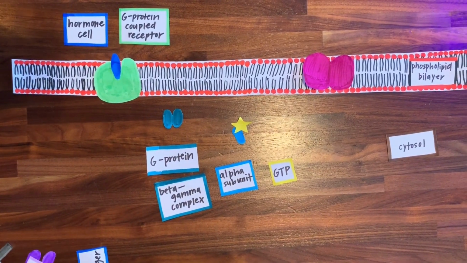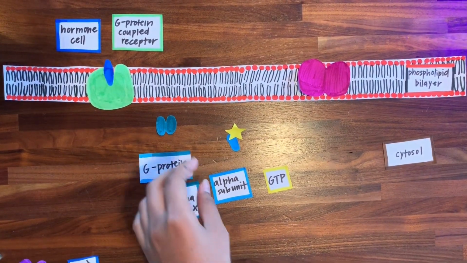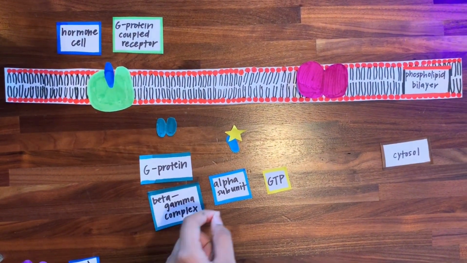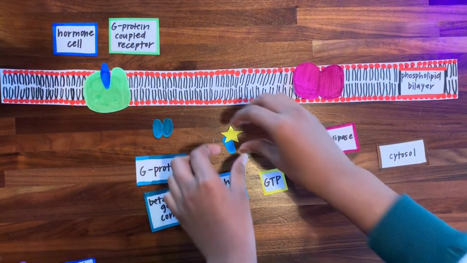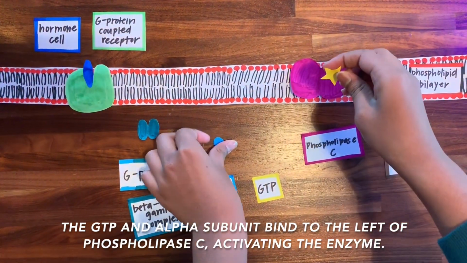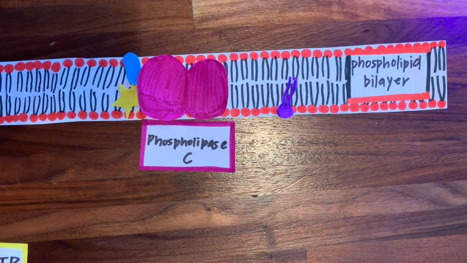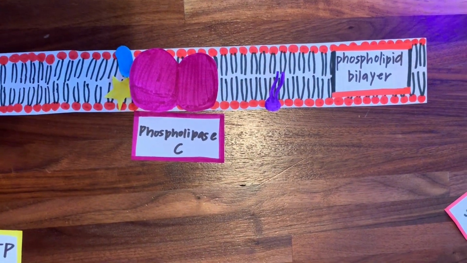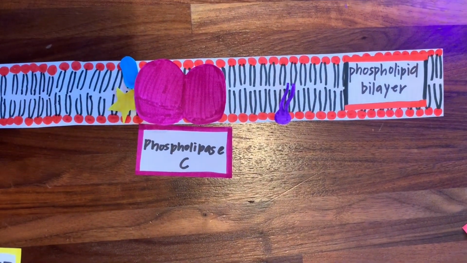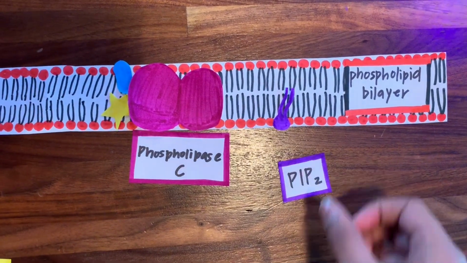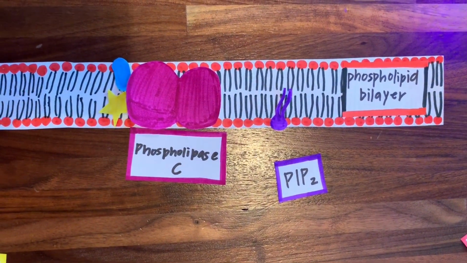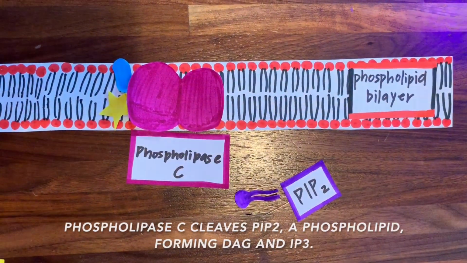Associated alpha and GTP then fall off and interact with the membrane-bound enzyme, known as the phospholipase C, by binding to the left of it, which activates the enzyme. Once activated, phospholipase C then acts on phosphatidylinositol 4,5-biphosphate, or much easier, PIP2, and breaks down the lipid into two components.